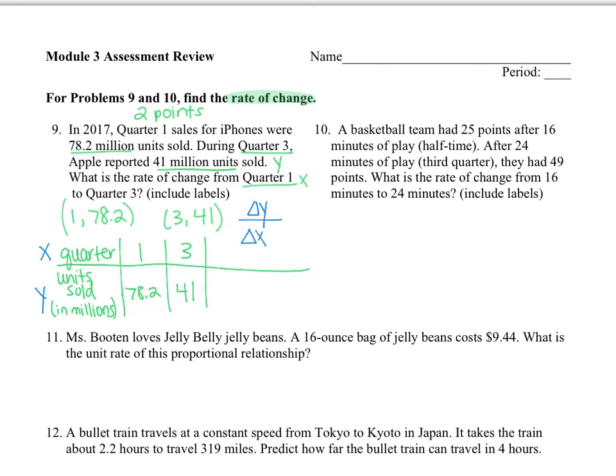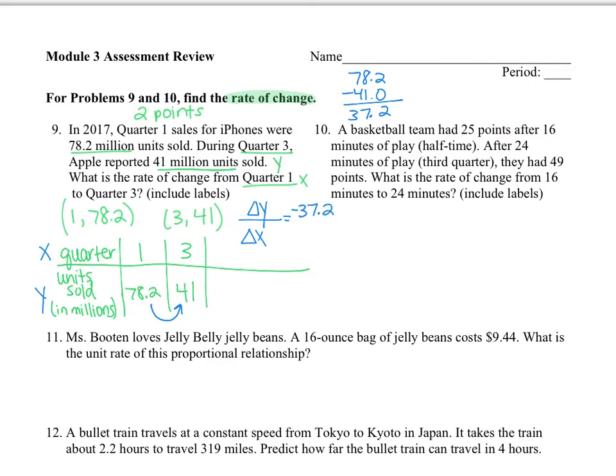So for change in Y, how do I get from 78.2 to 41? Well, I'm going to decrease. Well, by how much? So you can just subtract that. So you can say 78.2 minus 41. Okay, and you can use a calculator, it's fine too, but that's going to be 37.2. And that's going to be a negative value though, because I lost that many.